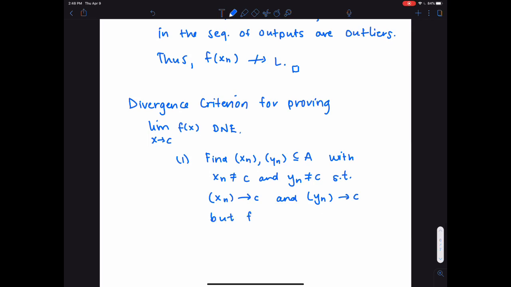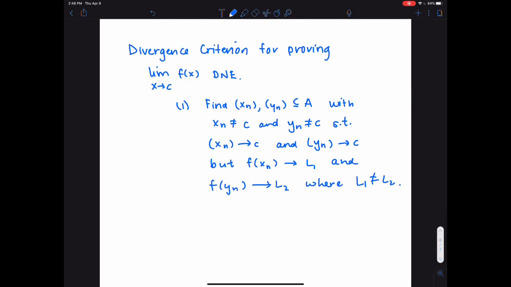But if you look at f of xn, that's going to go to some L1, and f of yn is going to go to some L2, where L1 is not equal to L2. Or alternatively, you could just find one divergent sequence. You could find an xn contained in A with xn not equal to c, such that xn does converge to c, but f of xn diverges.